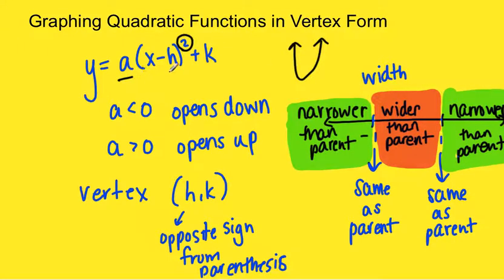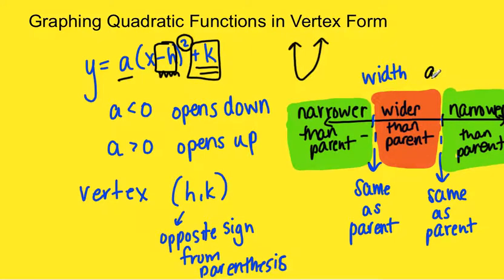If a is negative, so the number outside the parentheses is negative, your parabola is going to open down, and if it's positive, it's going to open up. The vertex is found by doing the opposite of this number and then that number. So whatever that is, you take the opposite of what's sitting here, and then you keep this one. As far as the width compared to the parent, if it's less than -1 or bigger than 1, it's more narrow than the parent. If it's between 1 and -1, it's wider.